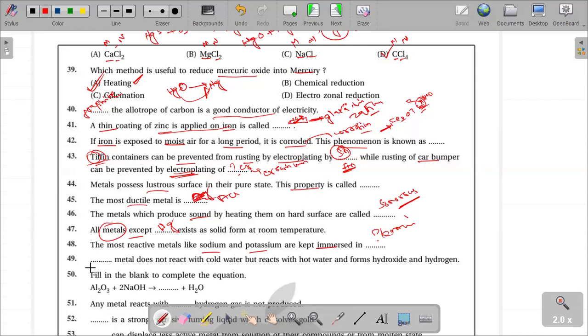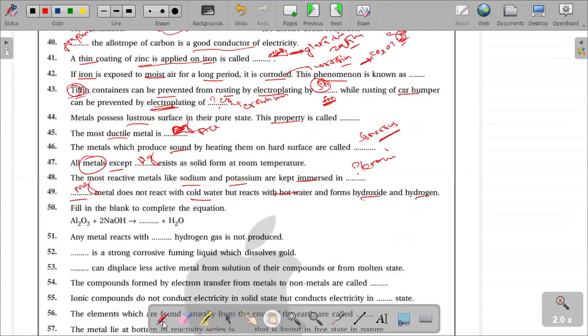And next one, dash metal does not react with cold water, but it will react with hot water and release hydroxide and hydrogen. This question we already discussed. Magnesium. Iron will react with steam alone. That means it won't react even with hot water. It will react with steam.